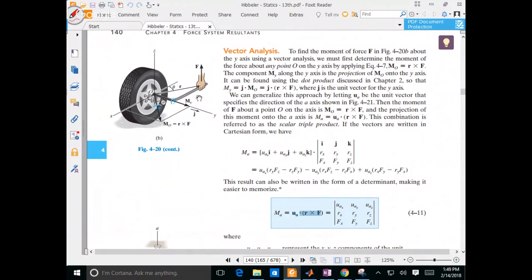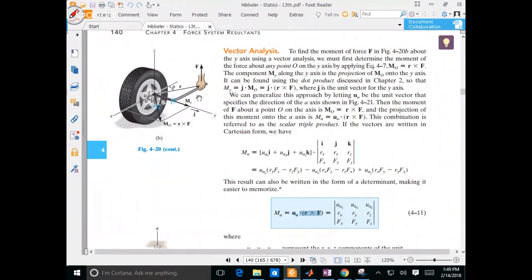So what do you do? You take your moment. This is different from what I would do. I would come up with that moment, and I'd get a number. I'd say 10I plus 10J plus 0K. And then I would dot it with this little unit vector that comes out here. This little unit vector in this case is just the J. So all you're doing is pulling the J component of that vector.